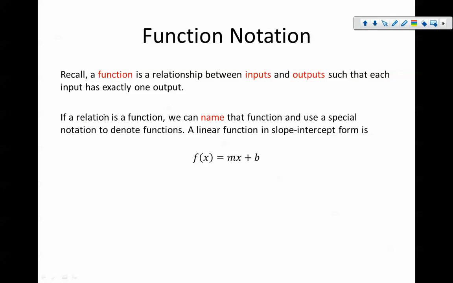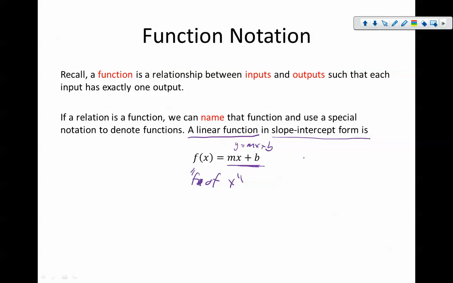So if a relation is a function, we can give that function a name. We can name it and use special notation to denote, meaning to show, that it is a function. If we're looking at a linear function in slope-intercept form, it looks like this: f of x. This is how we say this right here. Notice this is not an f times x. This is f of x, meaning the function of x, equals mx plus b. Notice that this is the same mx plus b as you get from y equals mx plus b.